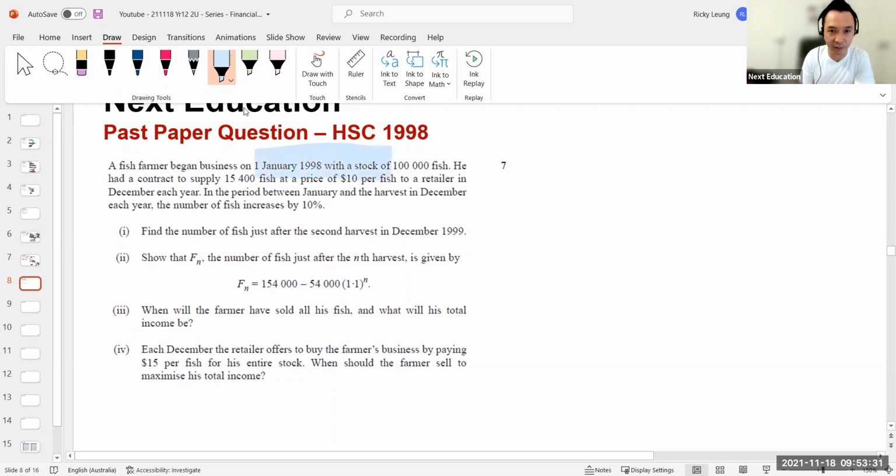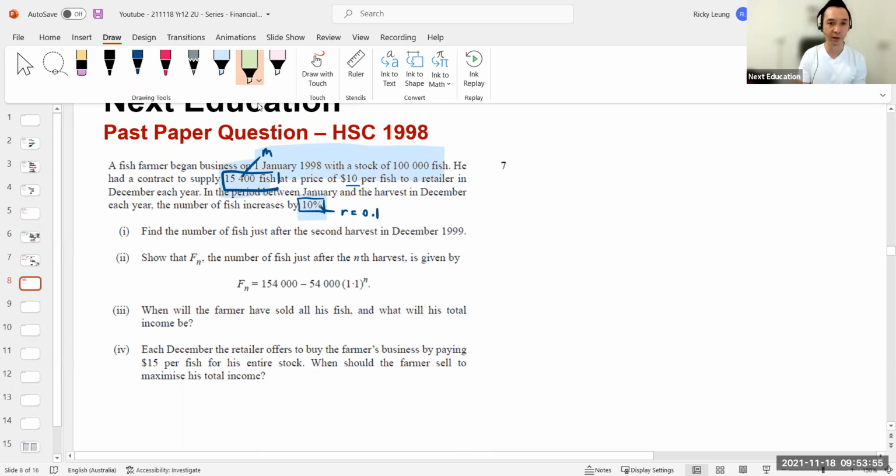At the beginning, he's got 100,000 fish. Each year he supplies 15,400. That's M. $10, I won't deal with that yet. And the increase is almost like a compound rate, 10%, because each year it grows by 10%.